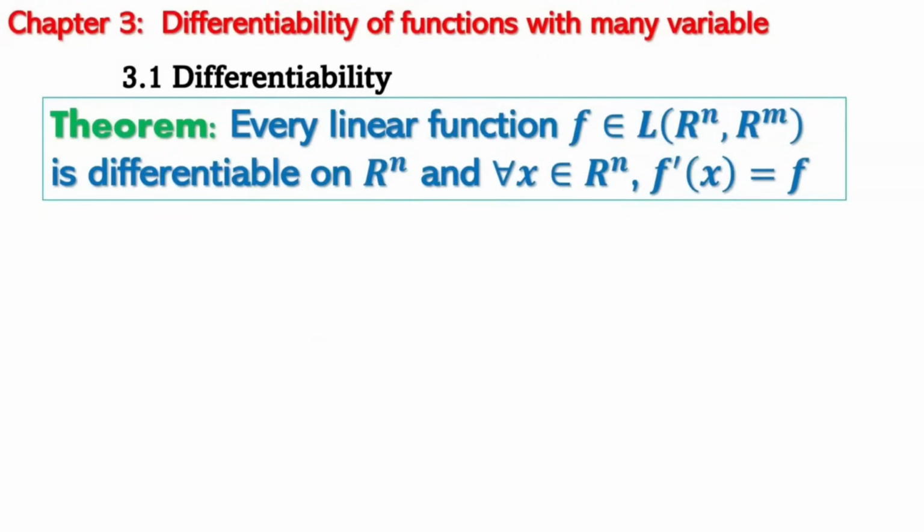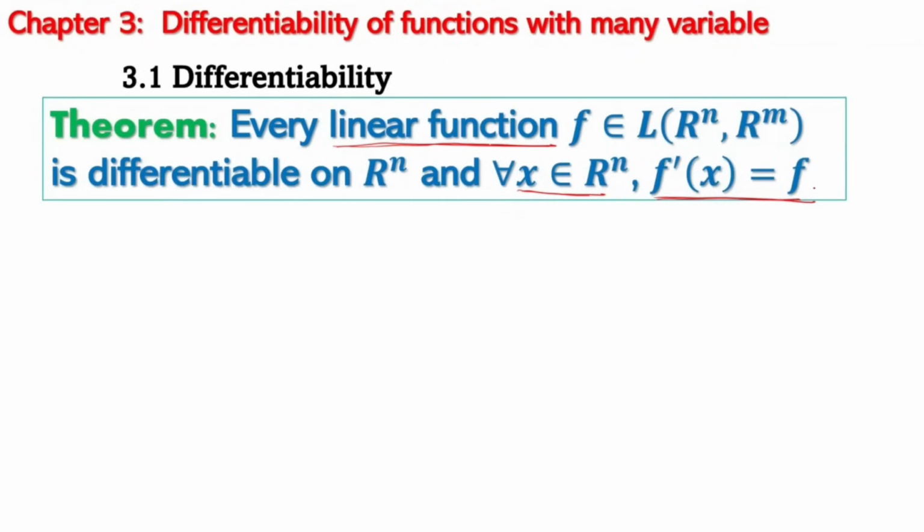Now here is another interesting characteristic, about linear functions. This is the condition that the function should be linear. If the function is linear, then f is differentiable on Rn, and for all x belonging to Rn, f dash x is equal to f. The linear function's derivative will be the same as the function.